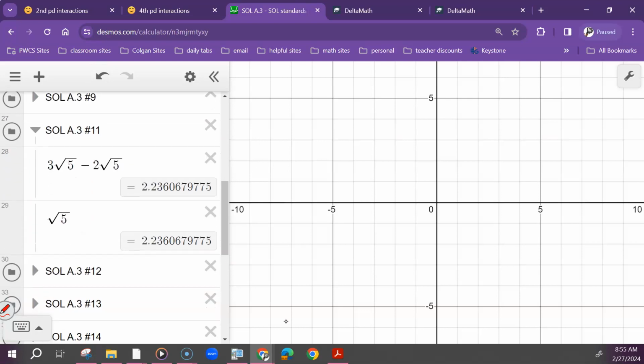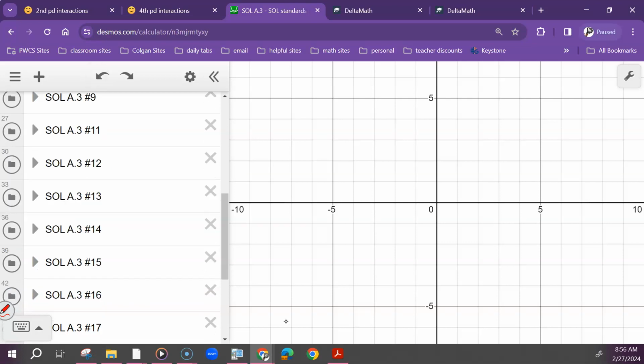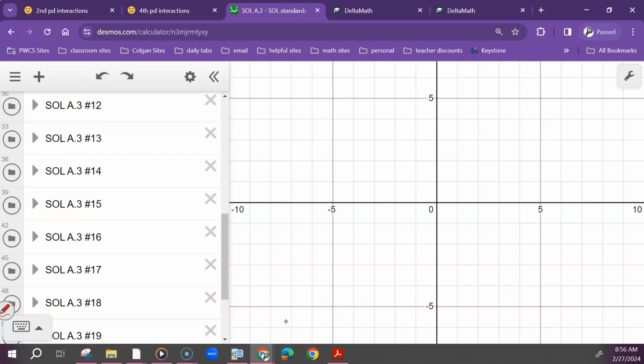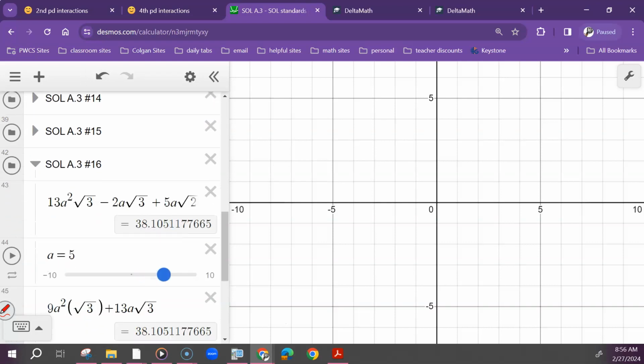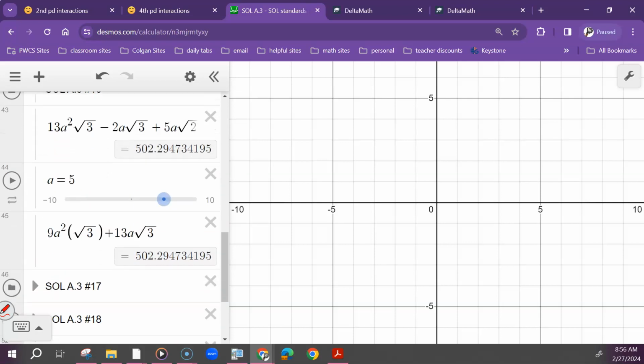Same thing with the operations one. If you put in the original, put in your simplified answer. If the decimals match, you know you did that right. If it has a variable, you could change the slider to something positive. And then, again, if the decimals match, you know you did that right.